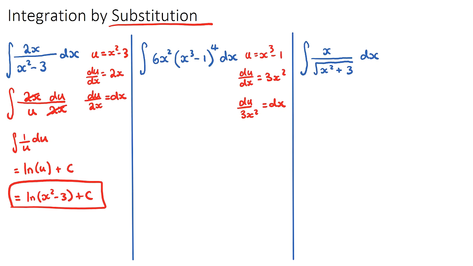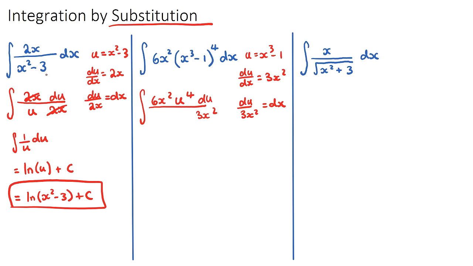And now we're ready to substitute everything in. So we rewrite our integral, always with a division sign. 6x squared, I'll just leave this as 6x squared. This is now u, so u to the power of 4. Notice if you ever have a parent inside a bracket to a power, we don't consider that in the parent here, we just consider the x cubed minus 1, and we'll power the u. Okay, and dx we can replace with du on 3x squared.